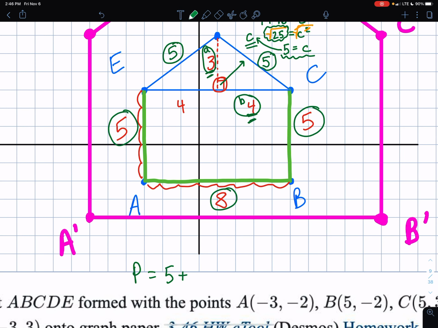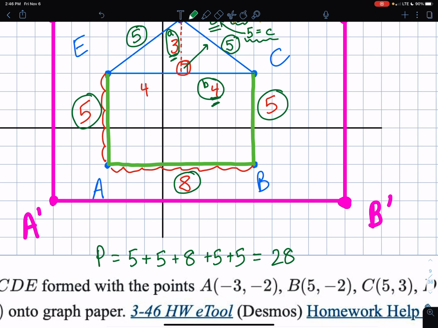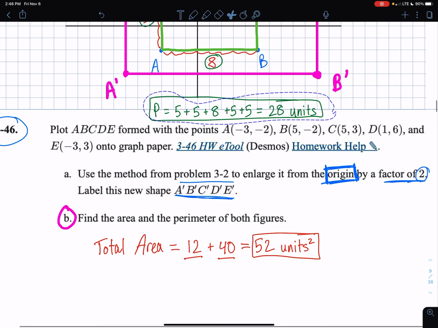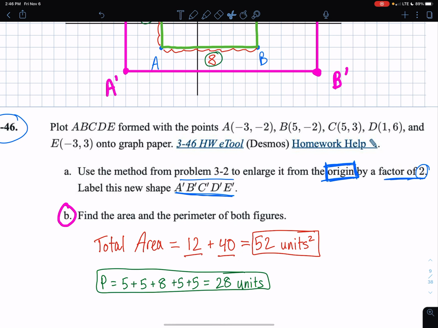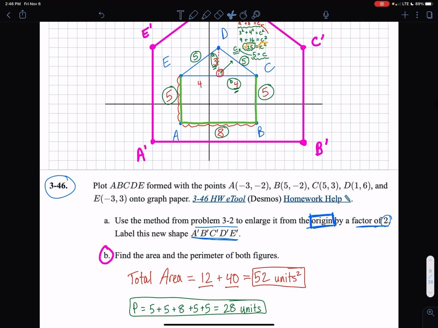We'll go 5 plus 8 plus 5 plus 5, and when you add all that up, it should leave you with 28. Perimeter is just regular units, not square units, so we'll say 28 units. That is our answer there. Let me drag that a little bit further down the page. That's the perimeter, and that answers the question for the little shape on the inside.